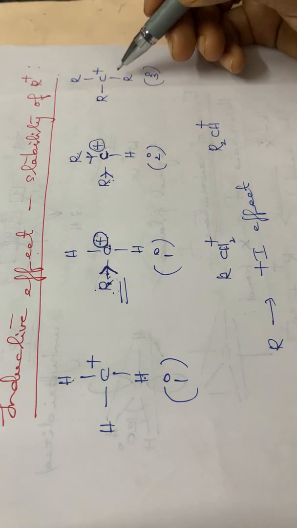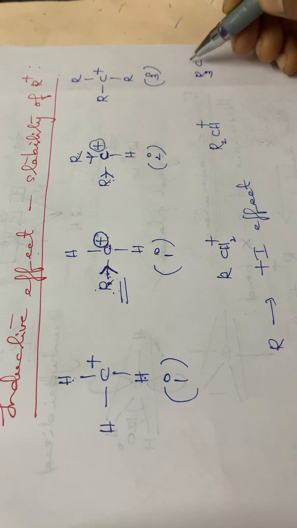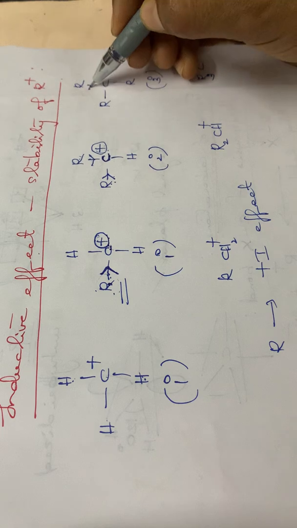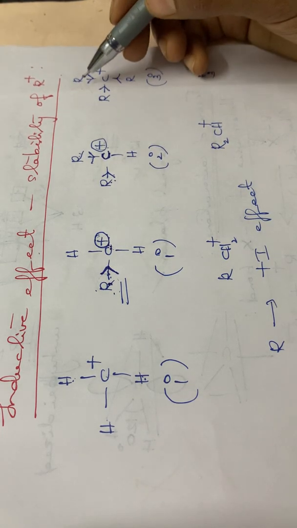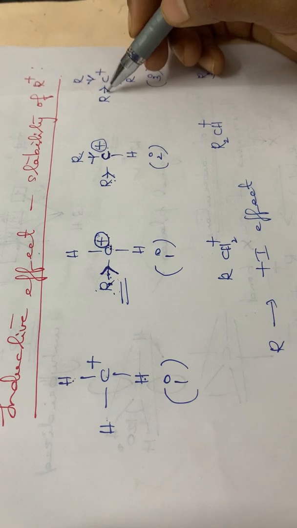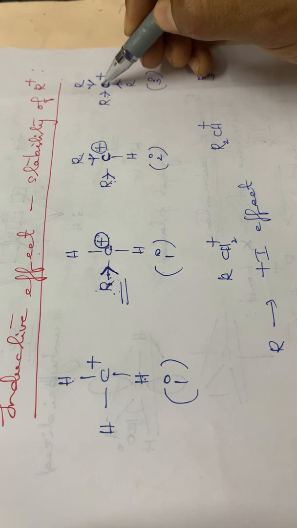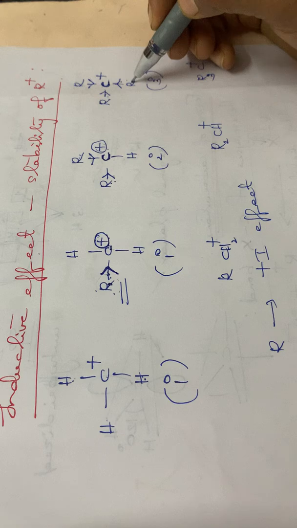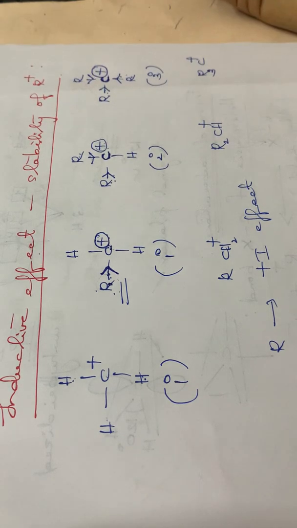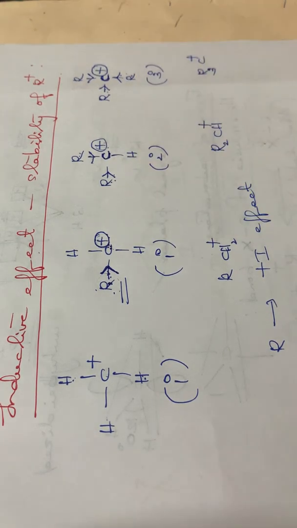Then in the next case, the tertiary carbocation, R3C+. How many alkyl groups are there? Three alkyl groups are present, so three electron releasing groups. The electron density around this carbon atom will be increased triply, since three alkyl groups are there. So what happens to the intensity of the positive charge? It will further be decreased compared with the other two.